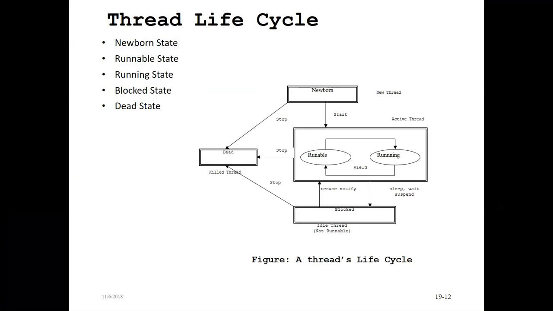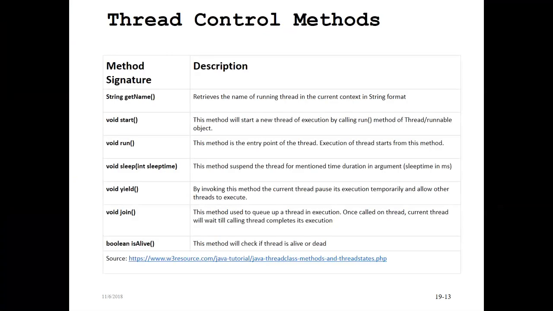Then, if you have a runnable state, which is an active state, you can send it to blocked for a certain time. What does it mean by yield, going from running to runnable? And what is it yielding? There are some related methods over here. If you understand these methods, it will be easy. These are the thread control methods.